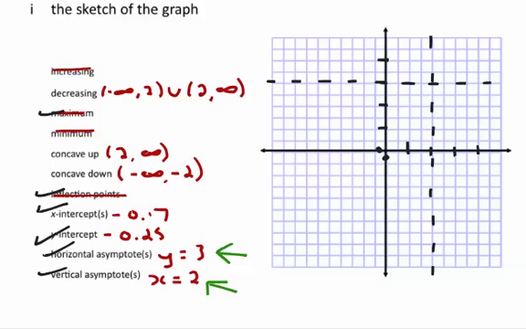Looking at the function, we see that it's decreasing from negative infinity to 2. So from negative infinity all the way to 2, which is there. We also know that that function needs to pass through those 2 points that are to the left of 2.